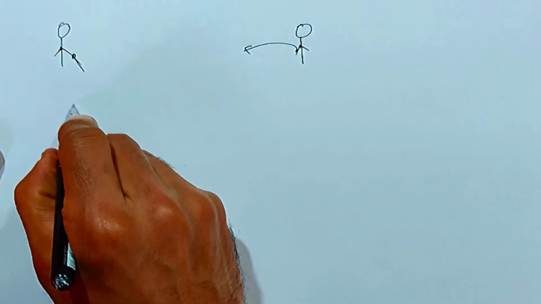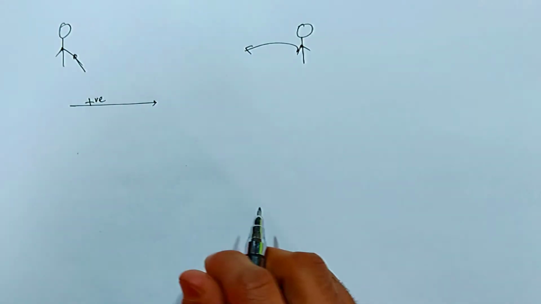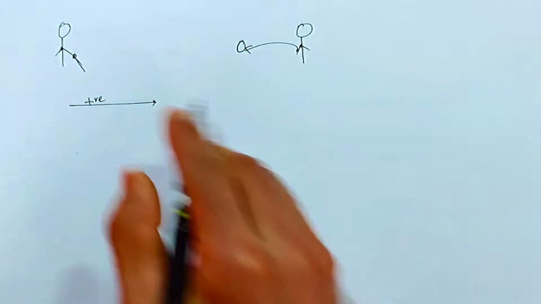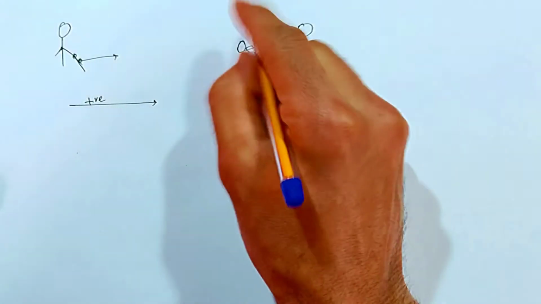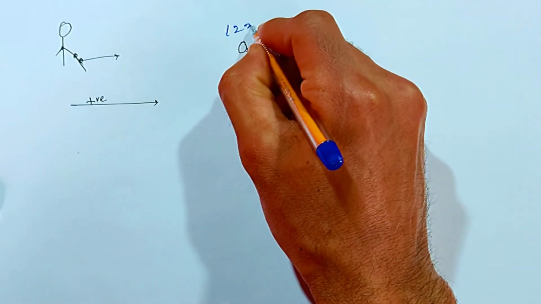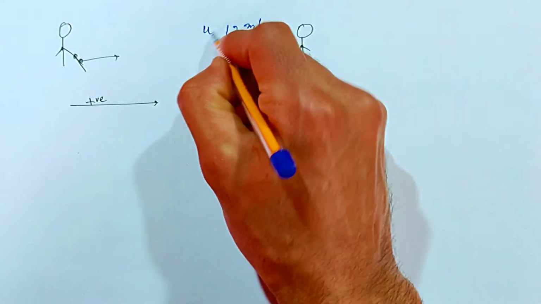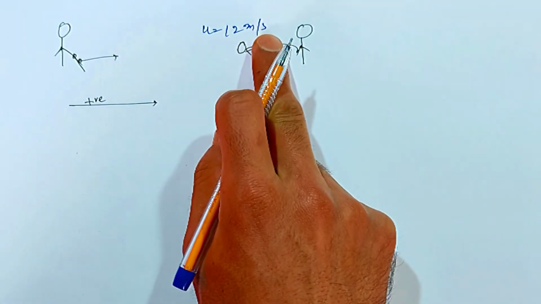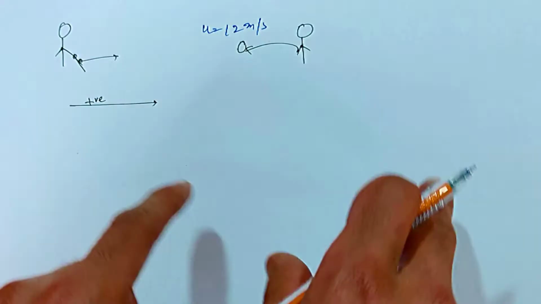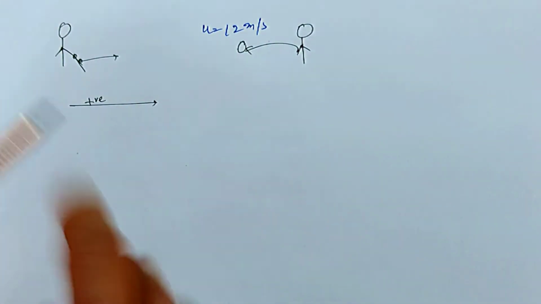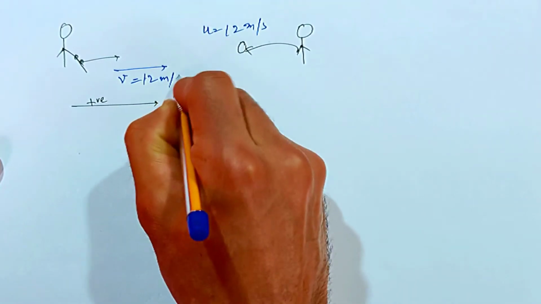Say, for example, this is the positive direction of x-axis and this is the negative direction. So the ball is thrown like this and this batsman hits it back. Say the initial velocity of the ball is 12 meters per second, so u is equal to 12 meters per second, and the batsman pushes it back with the same velocity. So the final velocity is also 12 meters per second.